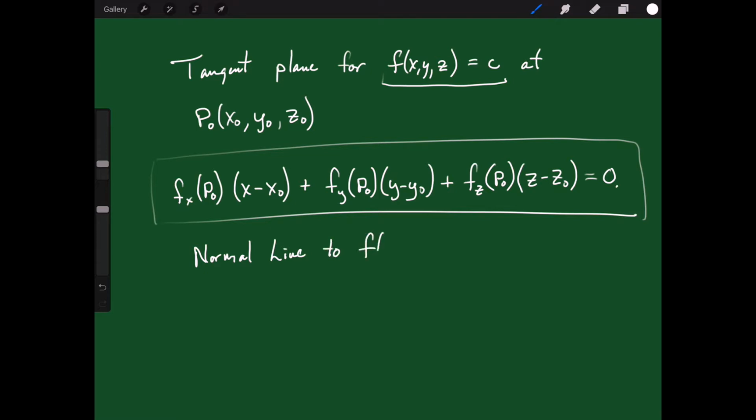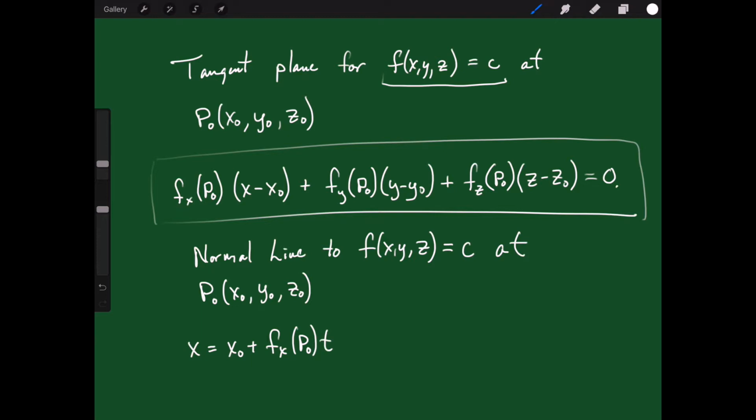to the function f of x, y, z is equal to c at a point P0, which is x0, y0, z0. Remember that lines in 3 dimensions are described parametrically. So the way that I would write this is that x is going to be x0 plus the partial derivative with respect to x evaluated at p sub 0 times t.